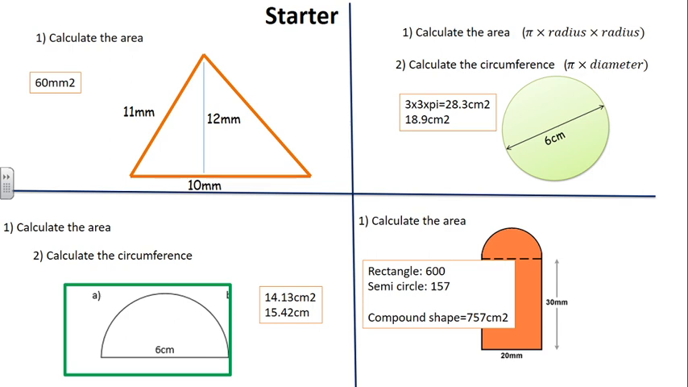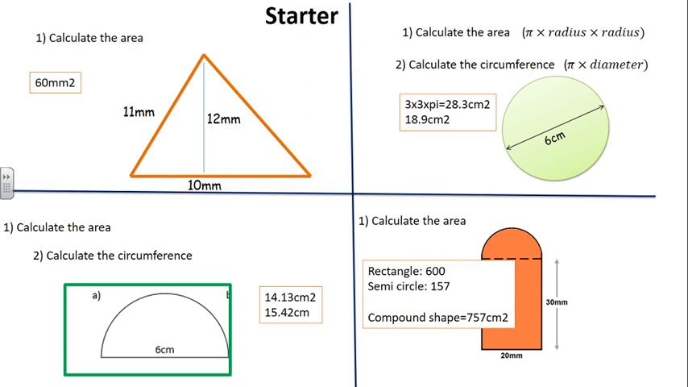Right then, so here are the answers. So the first one is you do 12 times 10 and then half it. Ignore the 11 completely. For the area of a circle, you do 3 times 3 times pi, and you get 28.3. You might have rounded it a little bit differently. You might have done 2 decimal places, but around 28.3-ish, and you're correct. Circumference is pi times diameter, so you do 6 times pi.